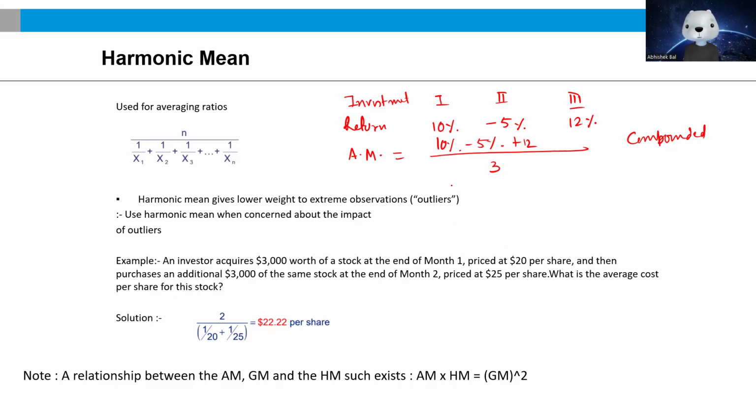So to do justice, the return measure that we would be using is the arithmetic mean. But here comes a little bit of a problem. When you multiply 10% into minus 5% into 12%, because these are geometric means, and then you take the 1/3, because there are 3 data points, in order to find out the geometric mean.